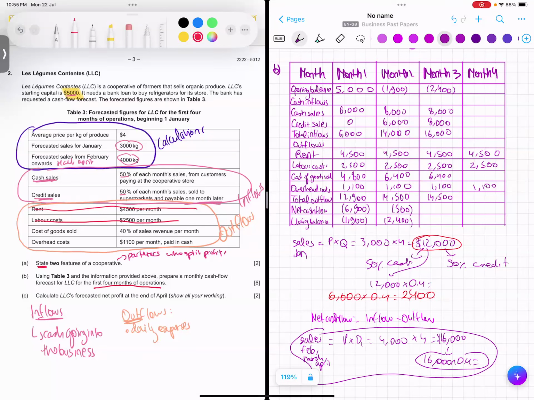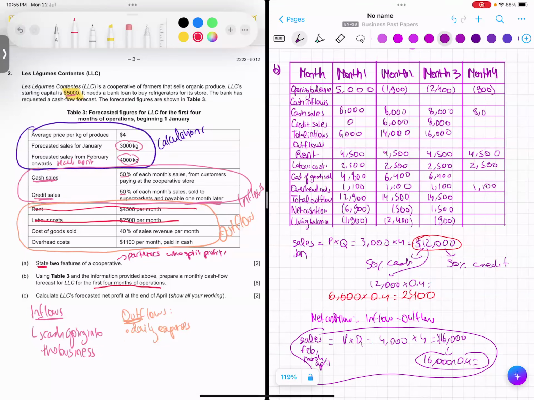And then our net cash flow would be positive because 16,000 minus 14,500 is 1,500, so it's positive. So 1,500 minus 2,400 is negative 900. So we can see that our closing balance increased from negative 2,400 to negative 900. And then in the end, we do negative 900 for our opening balance.